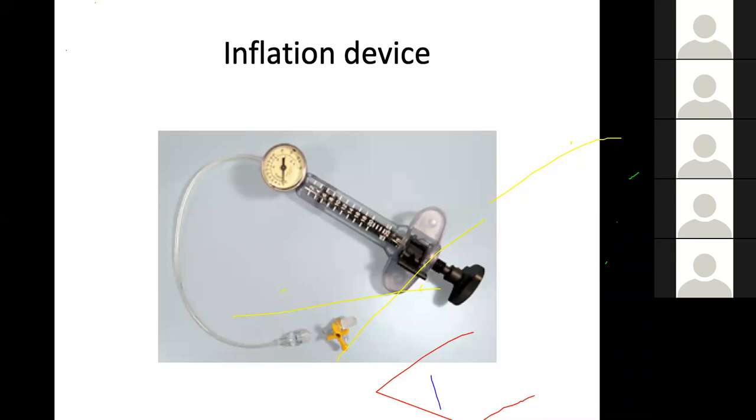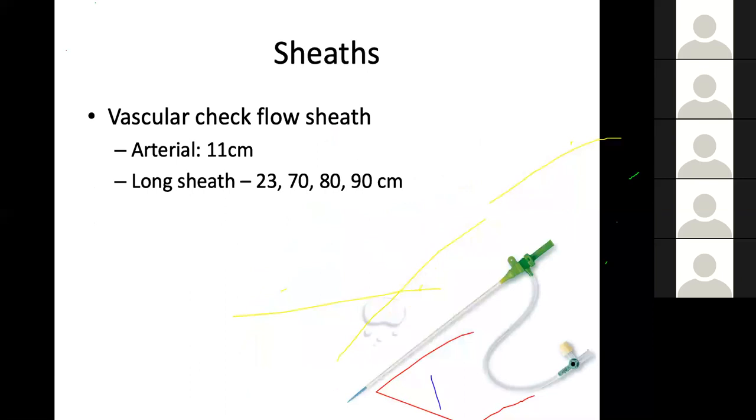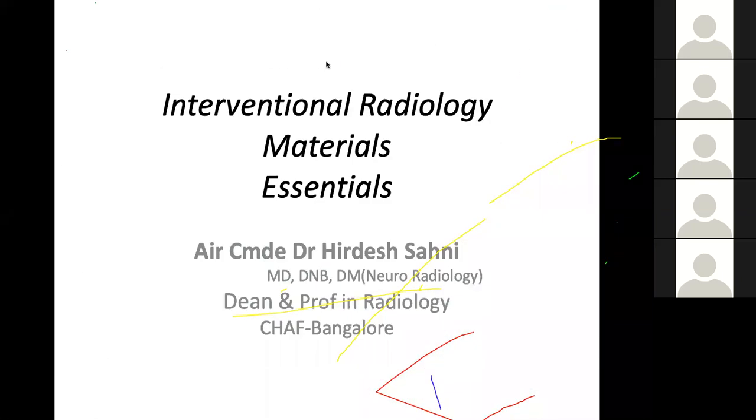So this class was on the essentials of various materials that you can be asked on a table viva.